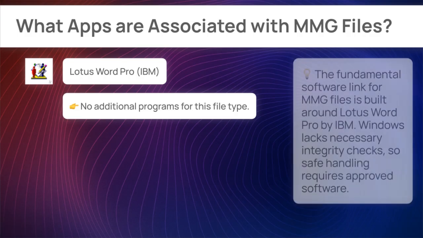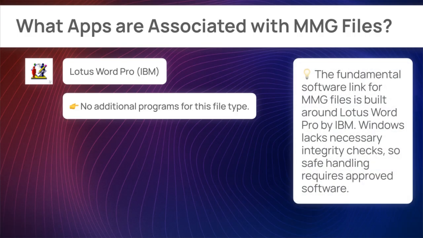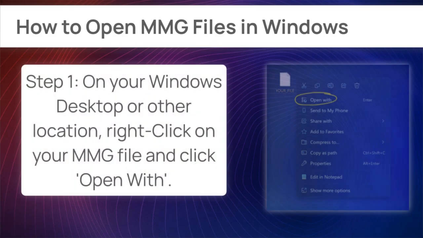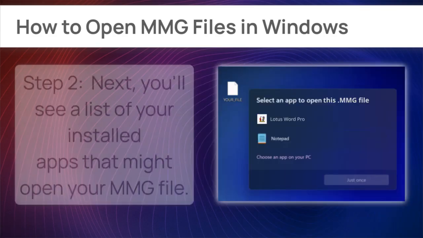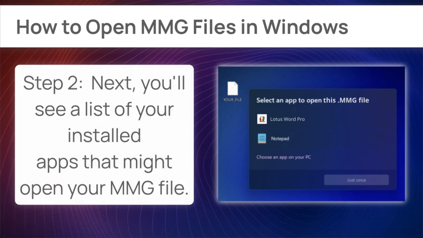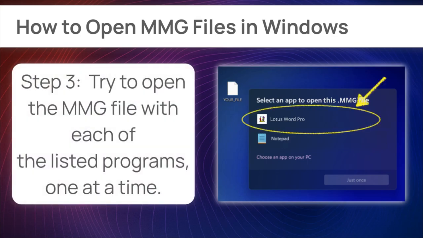Windows lacks necessary integrity checks, so safe handling requires approved software. Windows previews the source code, but its execution must be delegated to the scripting engine. Initiate the search for the correct opener. Right-click your MMG file and select Open With. Your best bet is Lotus Word Pro. If you see it, use it. If not, cycle through the remaining options.